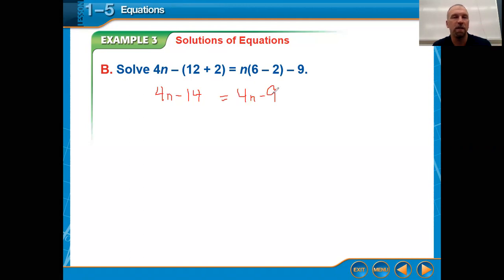It's impossible. Take any number for n, let's say 5. 4 times 5 is 20. 20 minus 14 is 6. 4 times 5 is still 20. 20 minus 9 is not 6, it's 11.